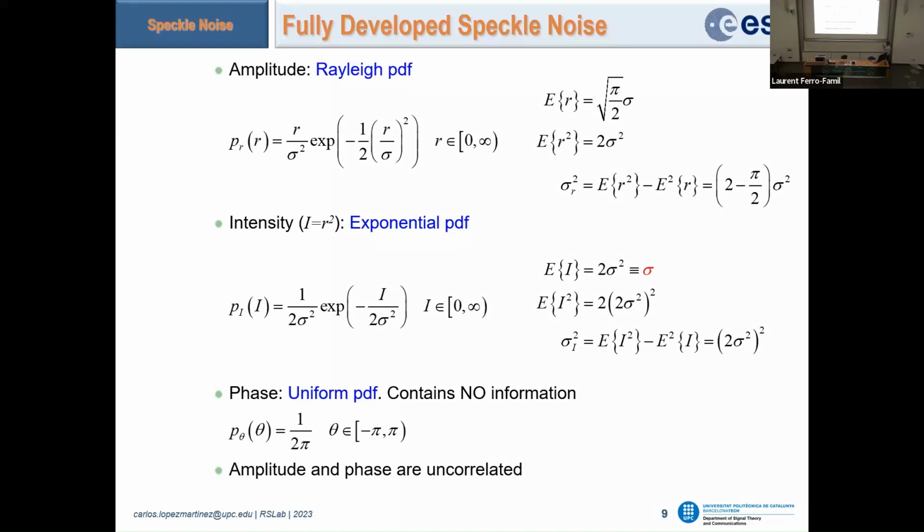So that means that in the case of SAR images for distributed targets, phase information bears no information about the target because all the values of the phase have the same probability. In the case of point targets, that's different because the phase has information about the target. But for distributed targets, for a single SAR image, the phase has no information about the target. And the amplitude and the phase are uncorrelated. That comes from the fact that the real and the imaginary parts are also uncorrelated.